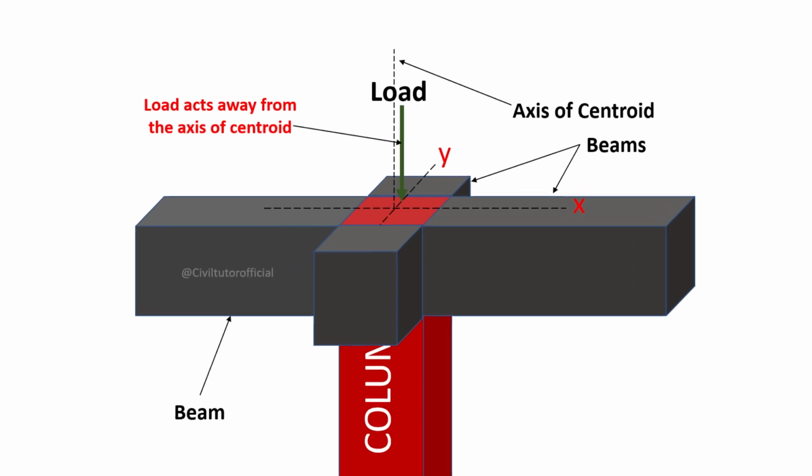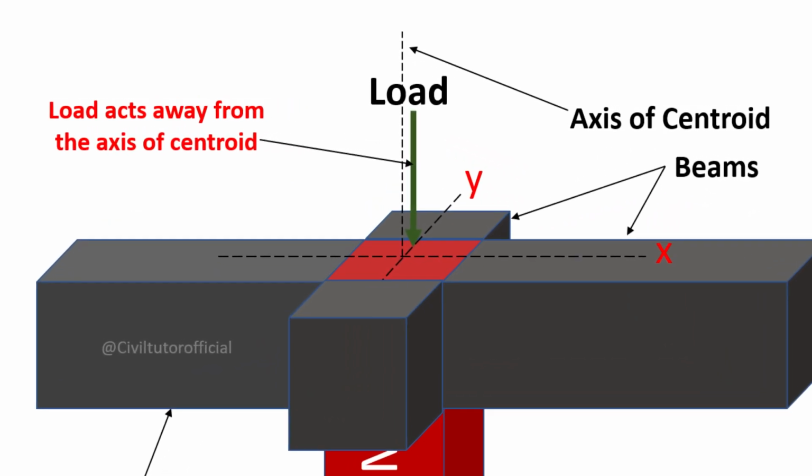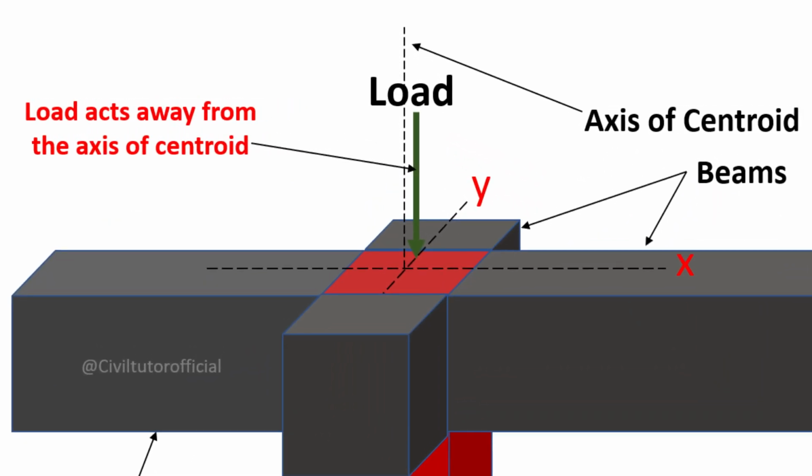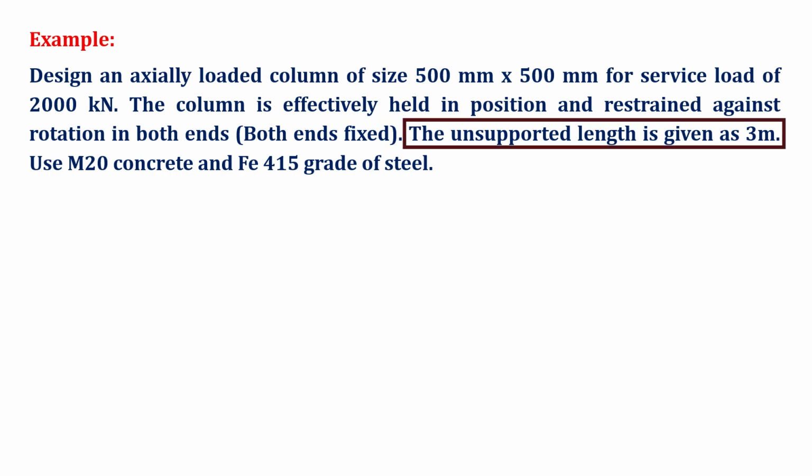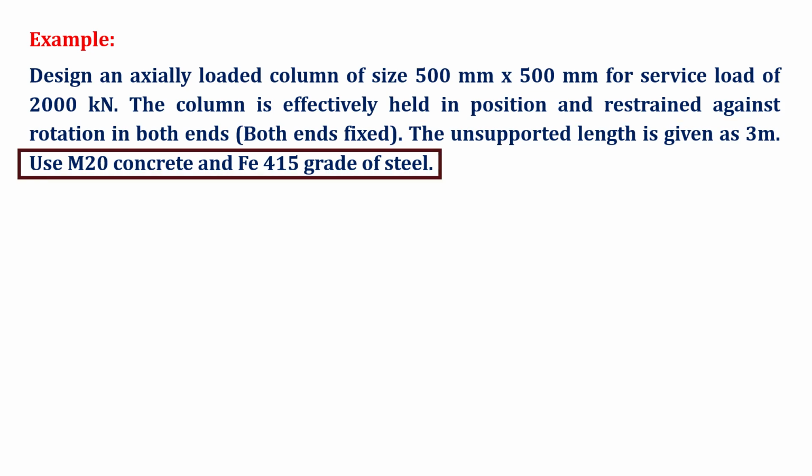The term eccentricity refers to the load not passing through the centroid, but rather deviating slightly from the centroidal axis of the column. Now, let's walk through an example to better understand the design process for an axially loaded column. Suppose we have a column of size 500 x 500 mm, a service load of 2000 kN, and both the ends of the column are effectively held in position and restrained against rotation. The unsupported length is given as 3 meters. We will be using M20 concrete and Fe415 grade of steel for this design.